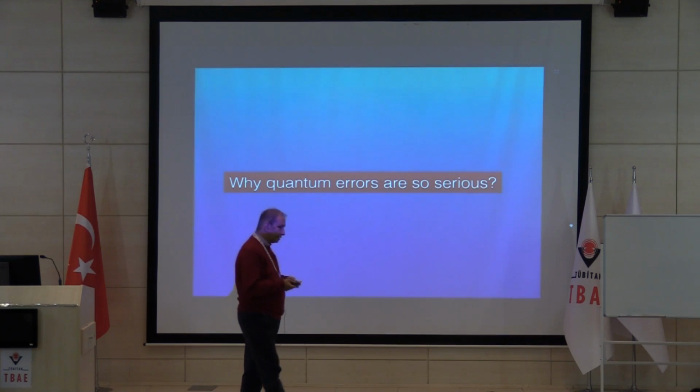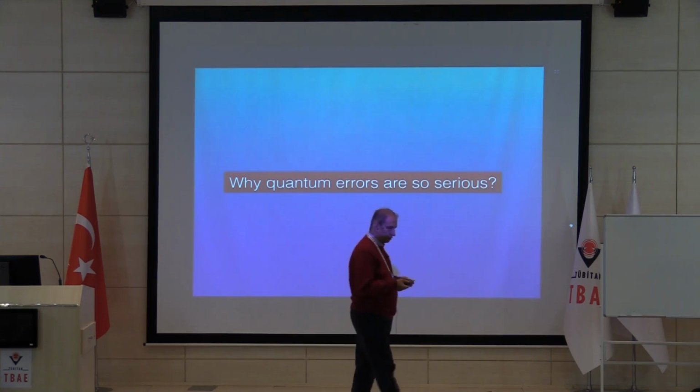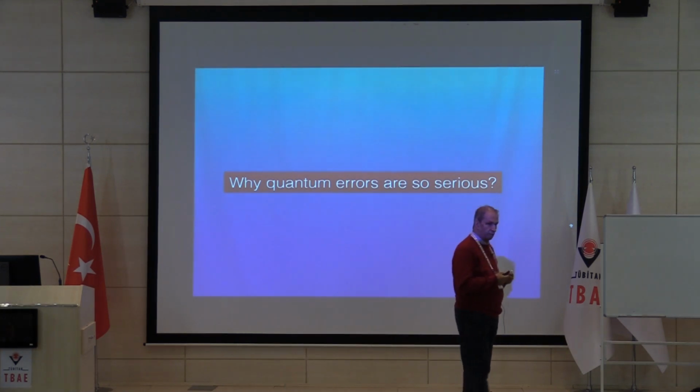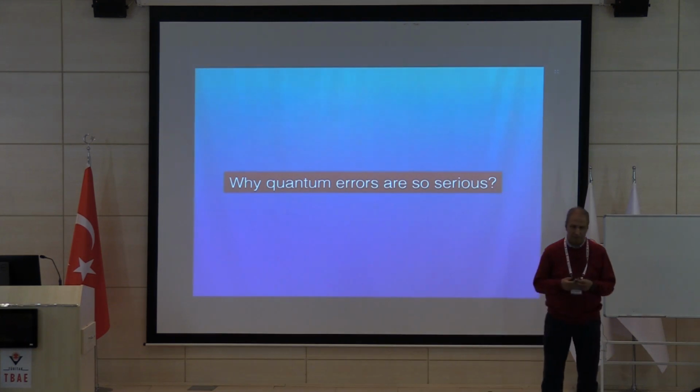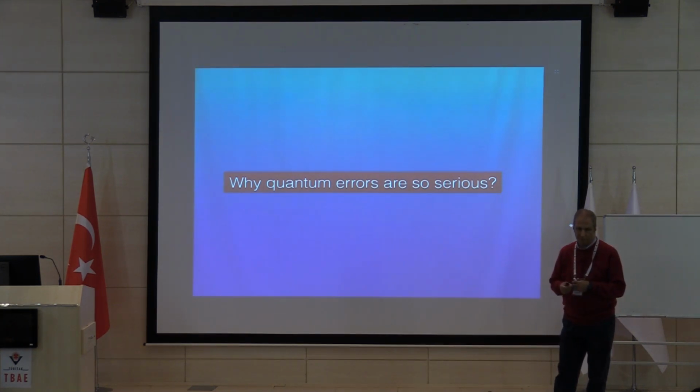Of course, in classical computation there are also errors. But the errors in classical computation are quite easy to detect and to correct. But the quantum errors are extremely bad. We want to see why. Right?